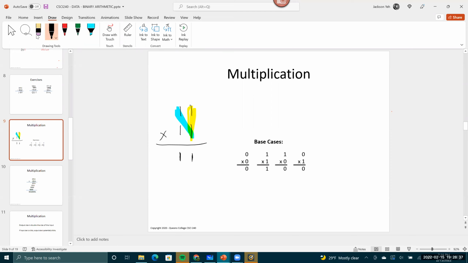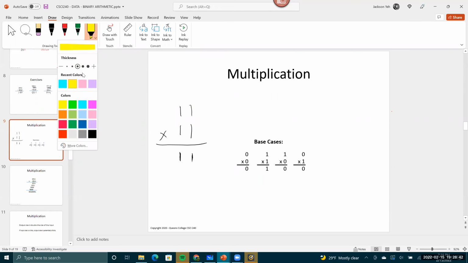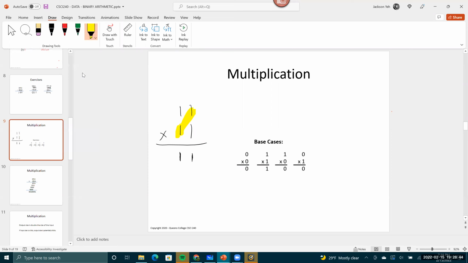And then you would go to the next column and do 1 times 1, and you put it over here, right? And you pad with a 0. And then you finish with this, which gives you 1. And then you add, correct?